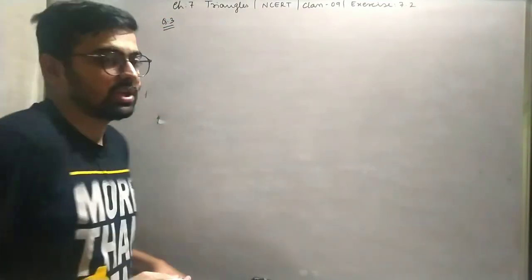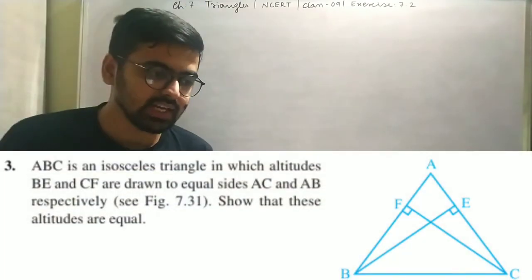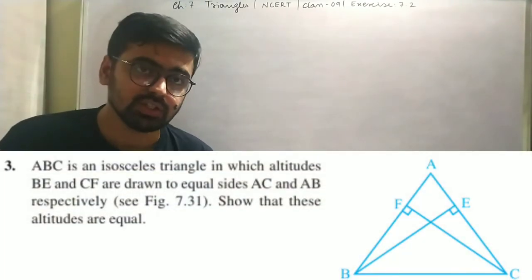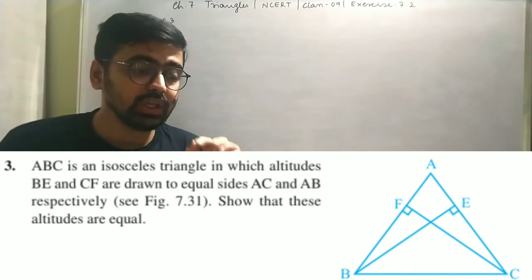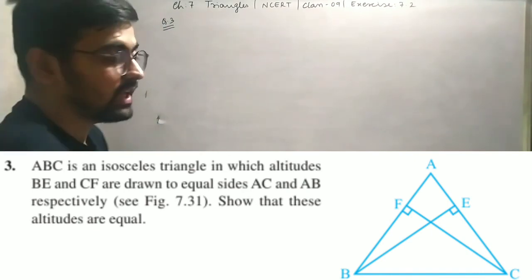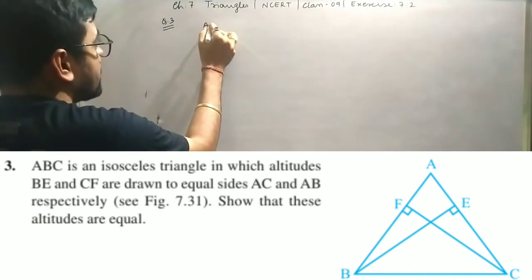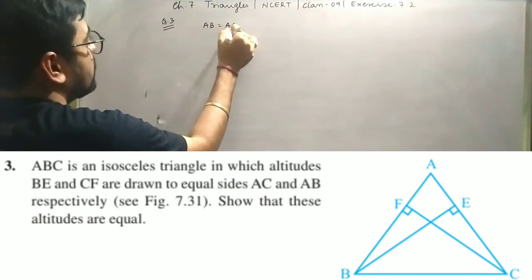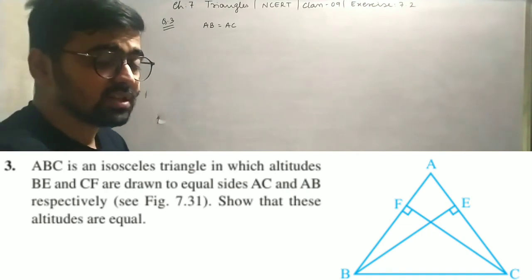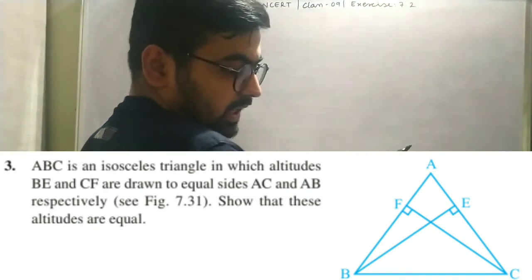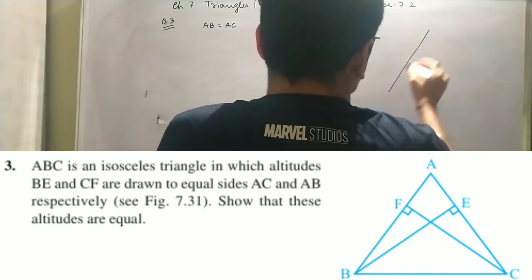What do we have in question number 3? ABC is an isosceles triangle in which altitudes BE and CF are drawn to equal sides AC and AB. तो देखो यहाँ पे equal sides AC and AB बोला है, so AB is going to be equal to AC respectively, so that these altitudes are equal. Correct? Now the figure is given, which is something like this.